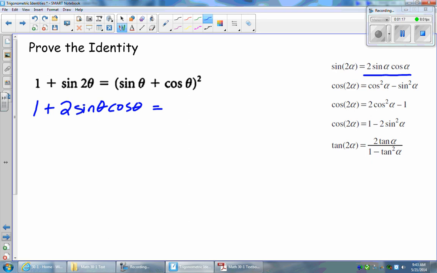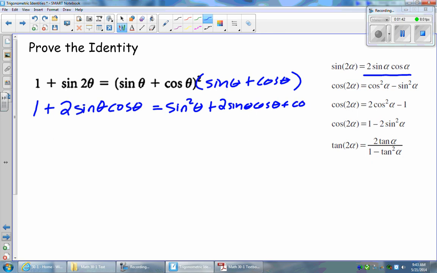Now, the right-hand side here is a binomial squared. So what I'll do here is I'll actually FOIL this or distribute. So I'll go ahead and write it out as sine theta plus cos theta times sine theta plus cos theta again. So if we FOIL, what we end up getting here is sine squared theta plus 2 sine theta cos theta, that's the middle term, and lastly, plus cos squared theta.